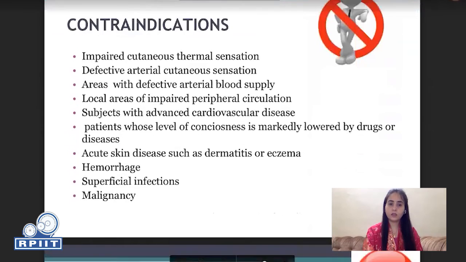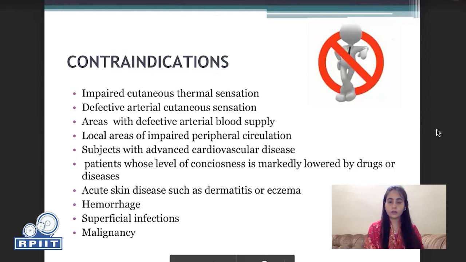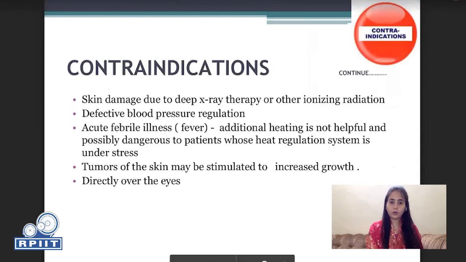Contraindications. What are the contraindications? Impaired cutaneous thermal sensation, defective arterial cutaneous sensation, area with defective arterial blood supply, local area of impaired peripheral circulation, subject with advanced cardiovascular disease, hemorrhage, superficial infections, and malignancy. Skin damage due to X-ray therapy or other ionizing radiations, and directly over the eye. Tumors of the skin may be stimulated to increase growth.